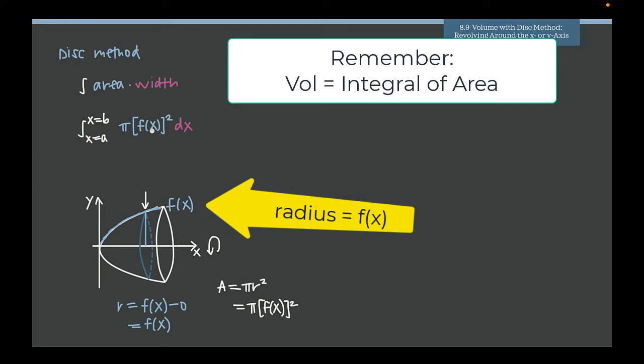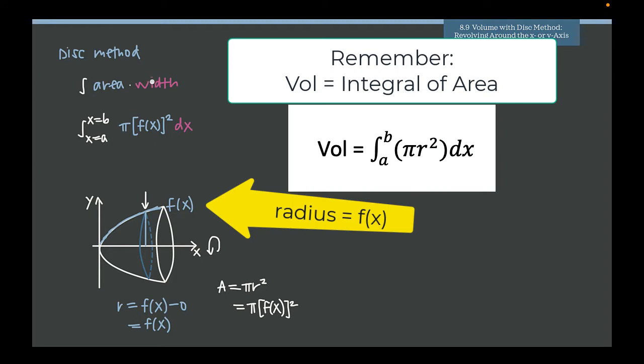And that's what we see up here in our volume formula. Remember that when we use disk method, the integral we're taking, we can really just think about as area times width. That area times width gives us the volume of one cross-section, and then integrating means that we're adding up the volumes of all the cross-sections over a particular interval to get the volume of the entire figure. So the area here is given by pi times f of x quantity squared. So this here in blue is the area of this disk.